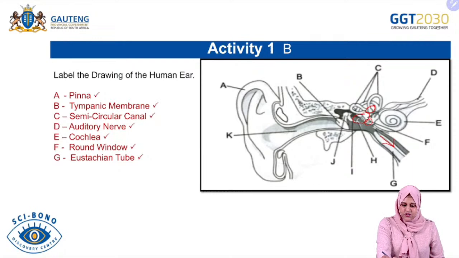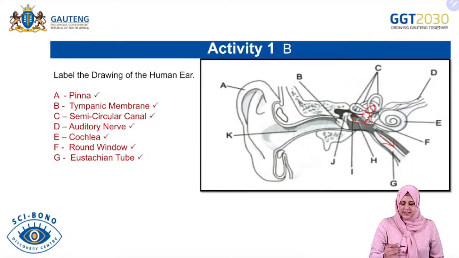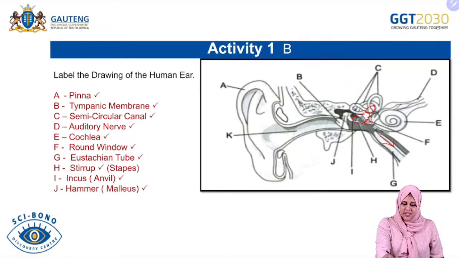H is pointing to this structure here called the stirrup or the stapes, right? And then we're looking at I, right? H is the stirrup or stapes, I is the incus or anvil, and then you have your J here, which is your hammer. Now, please remember in the exam, if you're mentioning the ossicles, you mention them in the order hammer, anvil, and stirrup, or you can use the word ossicles. Right, and the last one is K, which is the auditory canal here.